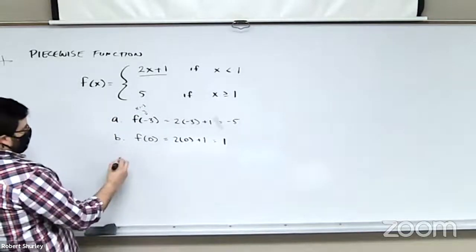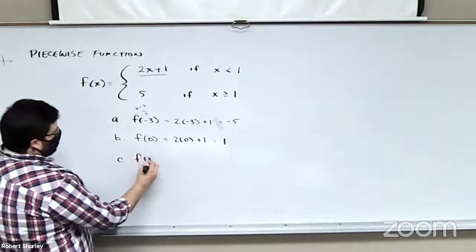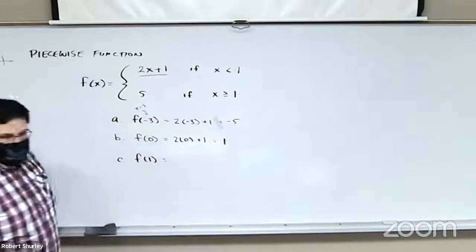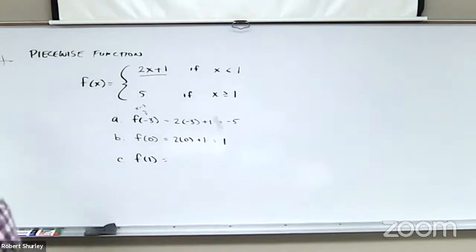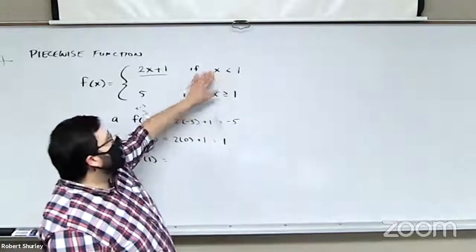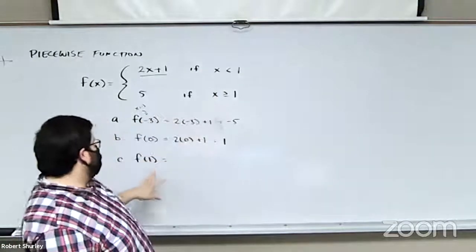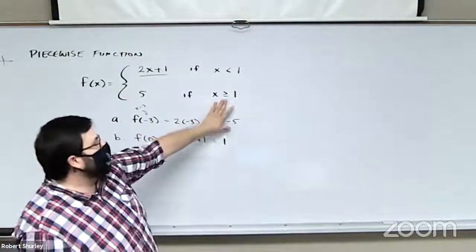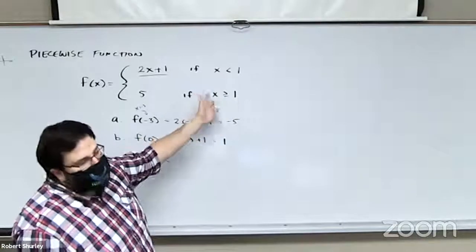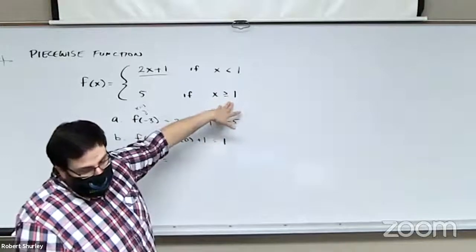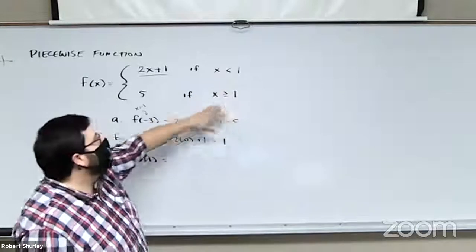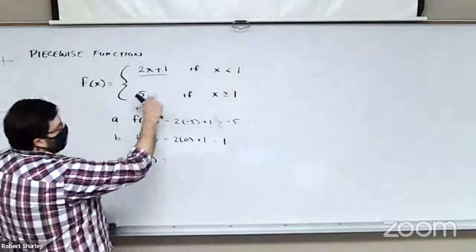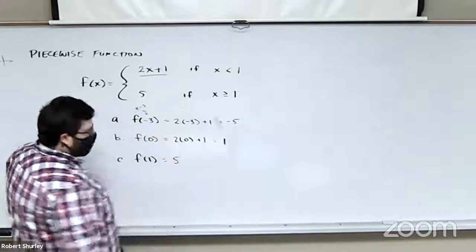But then at 1, it switches, right? So if I asked you, well, what about 1? Well, at 1, it goes from the top function to the bottom. Now, look, x equals 1. So therefore, because x equals 1, we would use the bottom function. 1 is greater than or equal to 1, right? 1's not less than 1. So we'd use the bottom function. Well, there's nothing to plug in here. It just equals 5.